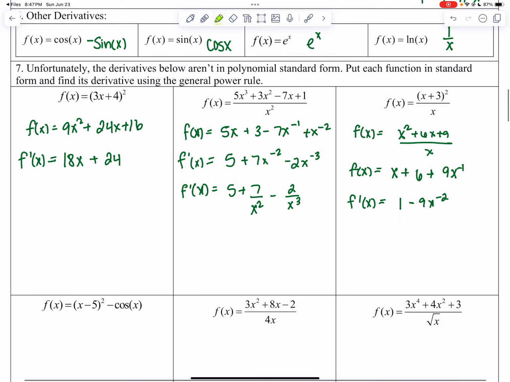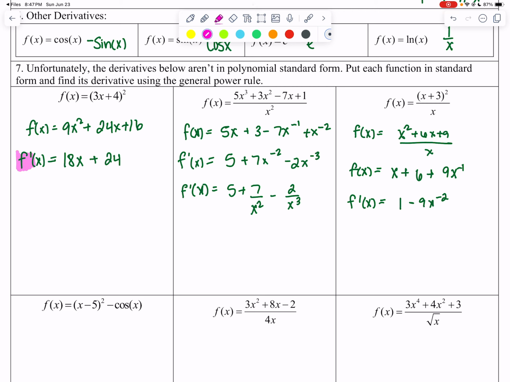Now, you'll notice that I did label what my f of x is and what my derivative was. So whenever you are working out your problems, please make sure that you label what f of x is and what your derivative is so that you're not getting confused and I won't be confused whenever I grade your quizzes and whatnot.